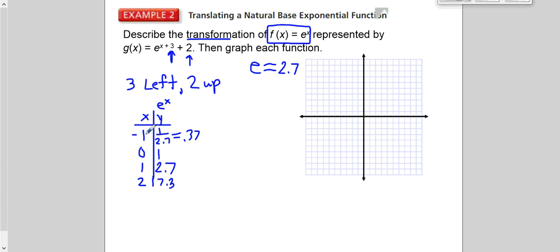Okay, so let's graph these. -1, 0.37, and up a little bit. 0, 1. 1, 2.7, and 2 all the way up at 7.3. So 7 and a little more.